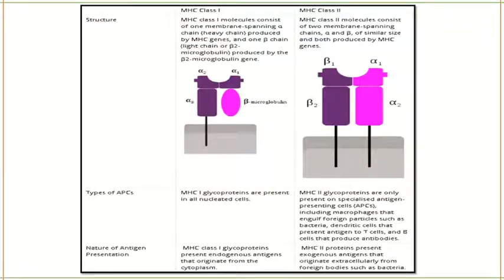Okay, so this is another differentiation between class 1 MHC and class 2 MHC. The MHC class 1 molecule will have alpha 1, alpha 2, alpha 3 subunit and beta 2 microglobulin. MHC class 2 will have alpha 1, alpha 2, beta 1 and beta 2. The types of cells expressing MHC1 are all the nucleated cells, and here it will be APCs. Nature of the antigen presented: this one is endogenous and here it is exogenous.